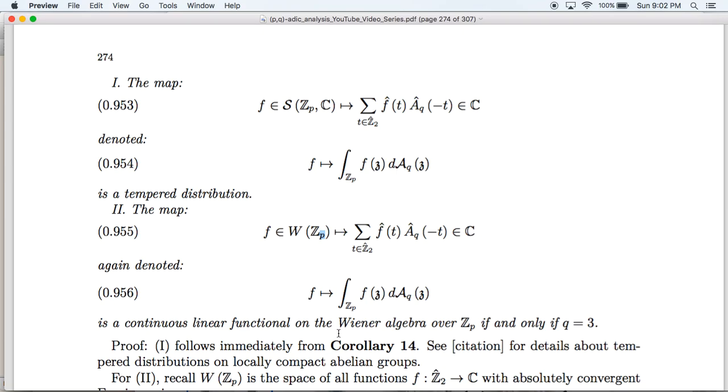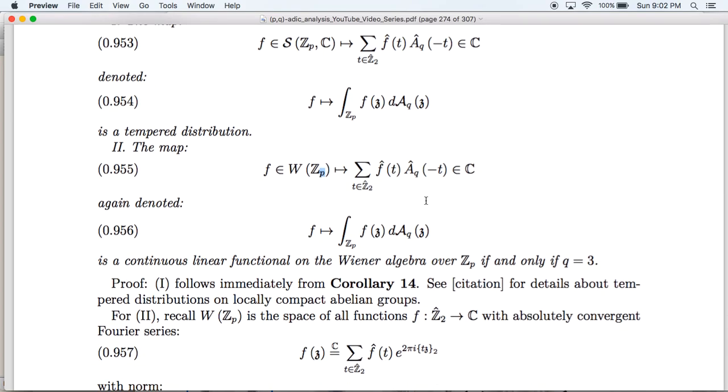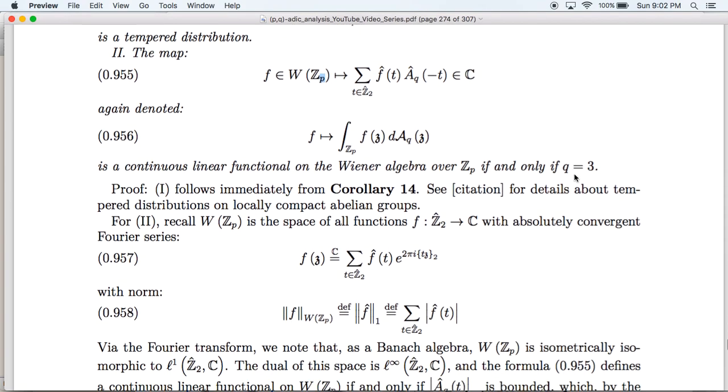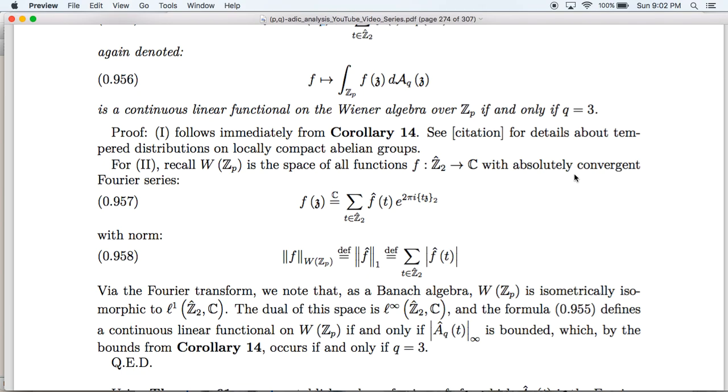So what we're seeing here is that the divergence of A_q hat's complex absolute value when q is greater than or equal to 5 prevents this from being a linear functional on the Wiener algebra. So this is one way in which the q equals 3 case is completely distinct from the q greater than or equal to 5 case. This immediately follows from the fact that A_q hat of t's complex absolute value has power bounded growth, and so this is just a standard result for tempered distributions on locally compact abelian groups.